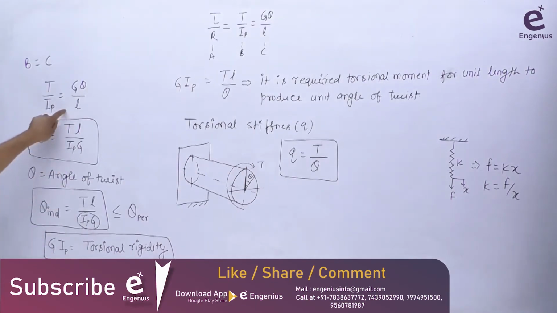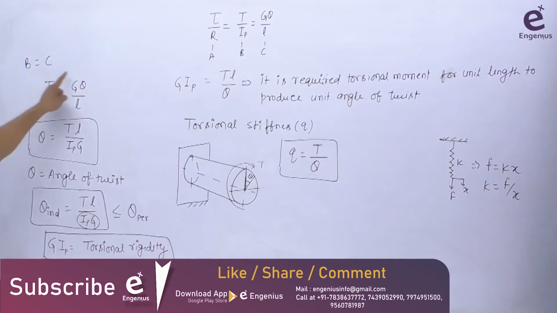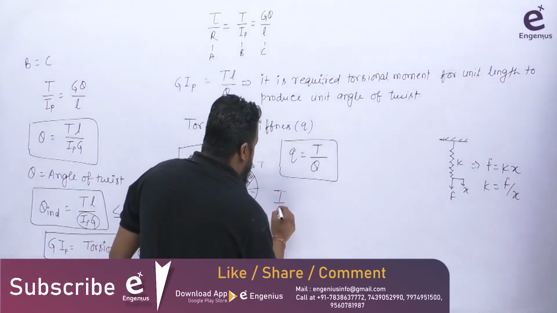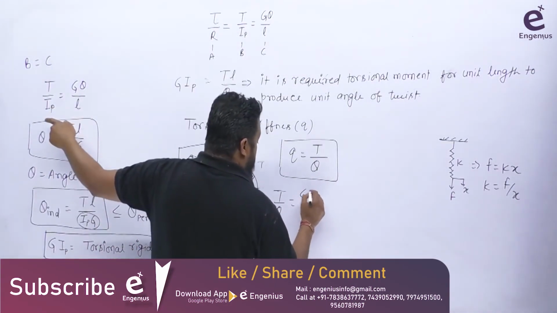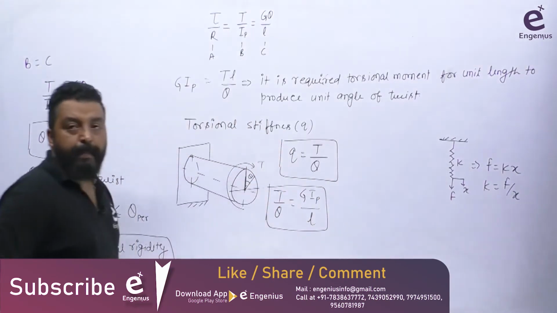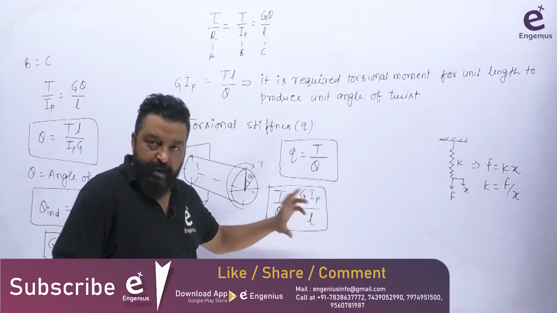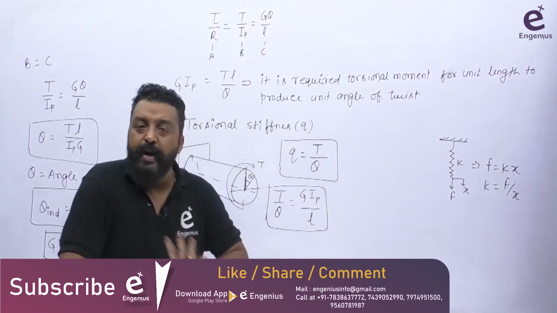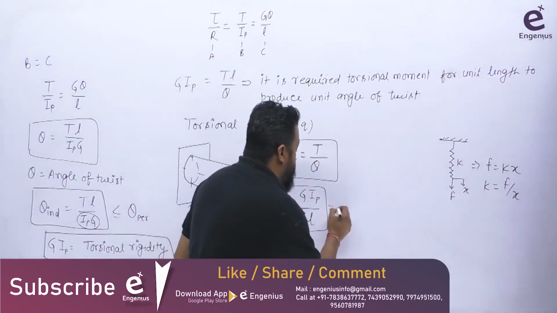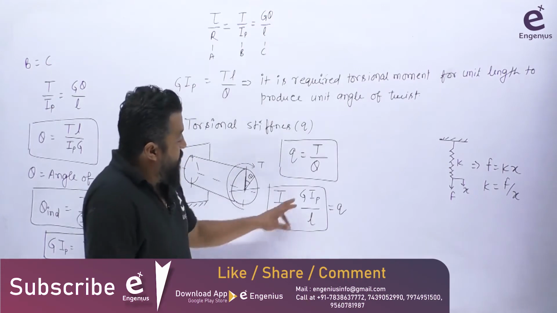Now by using this formula, we want to calculate the torsional stiffness. T by theta is GIP by L. So if you know the material property, the polar moment of inertia, and the length, then without doing any experiment you can easily calculate what the torsional stiffness will be. So you can calculate it by using this formula.